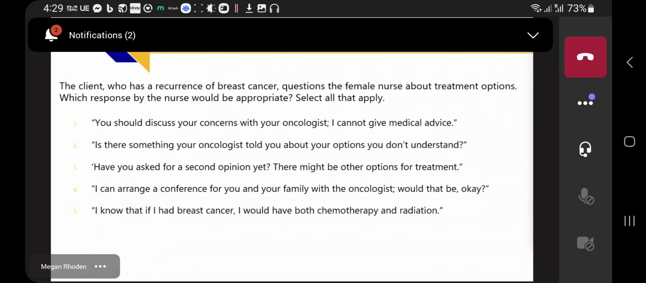and radiation. So, guys, with this question, not only are you having to figure out best responses, which would indicate this is a therapeutic communication question, but the style of the question is a select all that apply. So 2 minutes on the clock here, guys. Please put your answers into the chat box for me. And after 2 minutes, we'll come back together. So here we go.